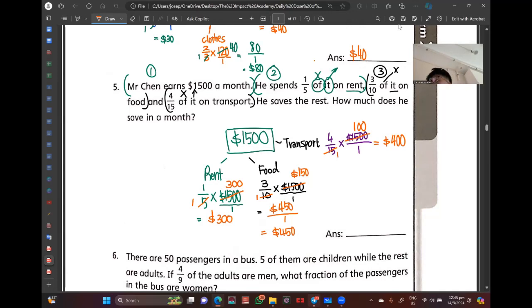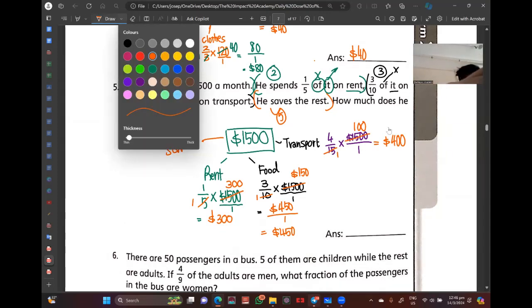Agree? So this is what this person, Mr. Chen, spent on. Listen, rent, $300. Food, 450. Transport, 400. Is he left with something? Yes, for sure, right? Sentence number 5. What did he do with what he is left with? He saves the rest. So this part is saves. Am I making sense here? How do you find what is saved?